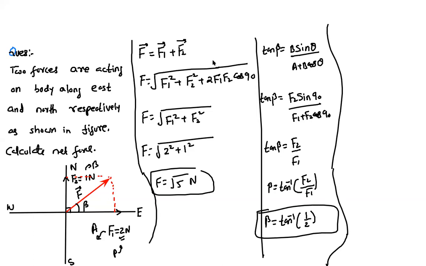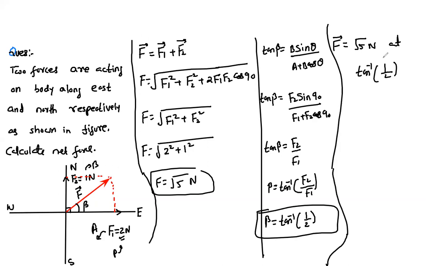So once you have got beta, you can write the direction your force has, that your force F is root 5 Newton at tan inverse half. Now, how would you write it? From east towards north, right? If you want to tell the exact direction to someone, you would say that this force is acting at an angle beta from east towards north. Because from east, it can even move towards south.